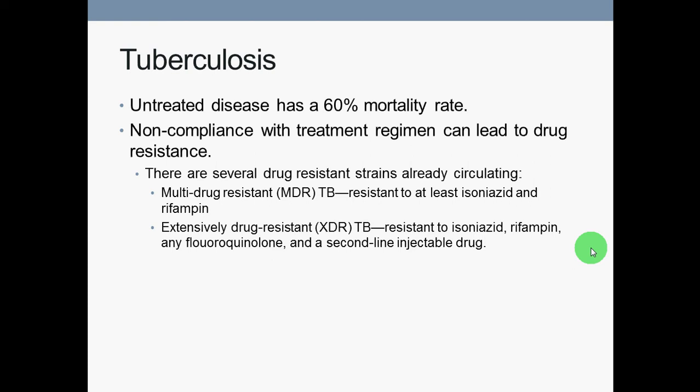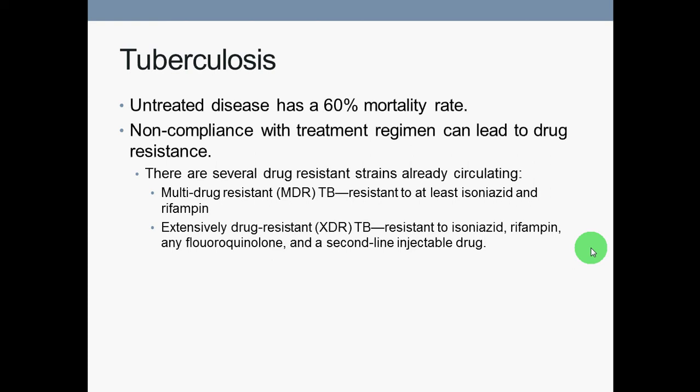If you decide to go through treatment to cure TB, it's extremely important, especially in this case, that you comply with the entire course of medication. Because as we've seen with other diseases before, like MRSA, non-compliance with treatment or not taking the full course of antibiotics can lead to drug resistance. And in the case of TB, this drug resistance is extremely serious.